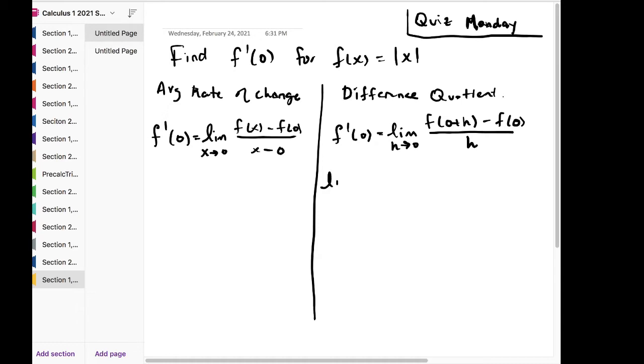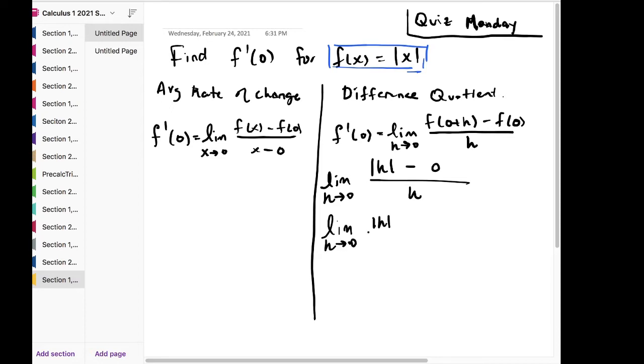Limit as h goes to 0. Now, what is f of 0 plus h? Remember, this is f of x. Yep, just absolute value of h. Good. And then what's f of 0? 0. Okay, so what you're doing is the limit as h goes to 0 of absolute value of h over h. Now, what is that limit?